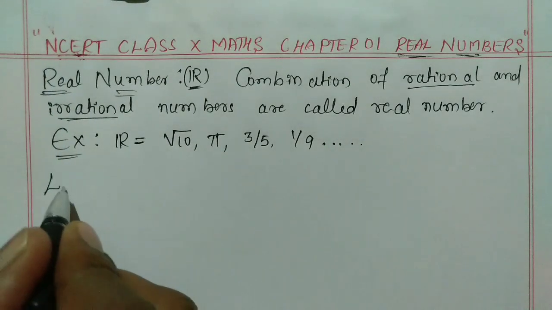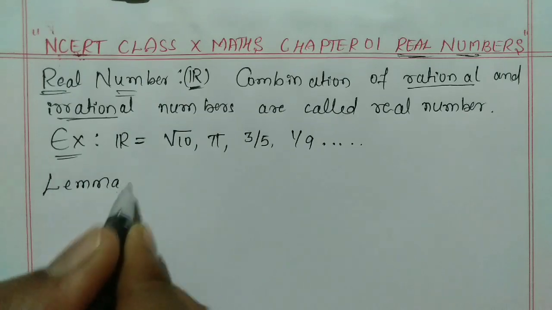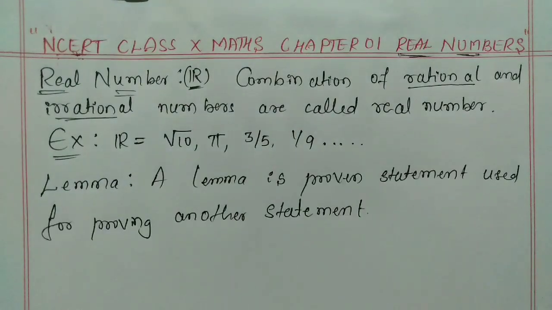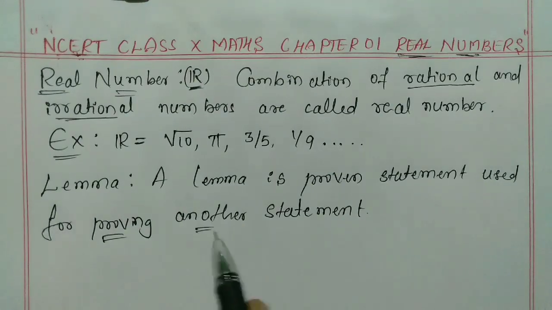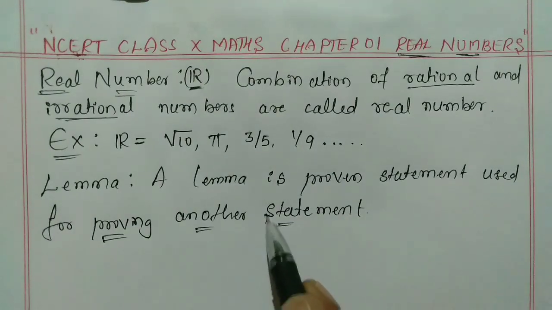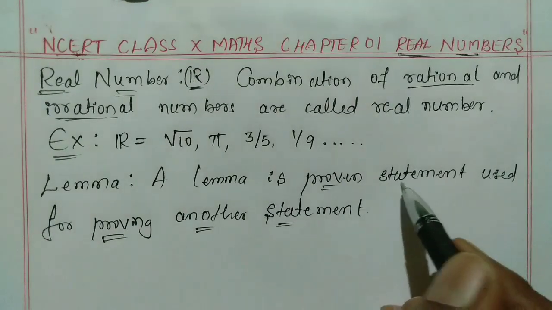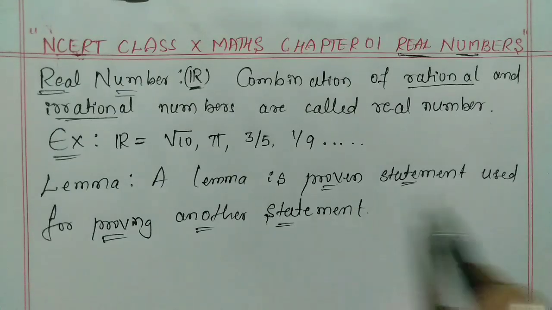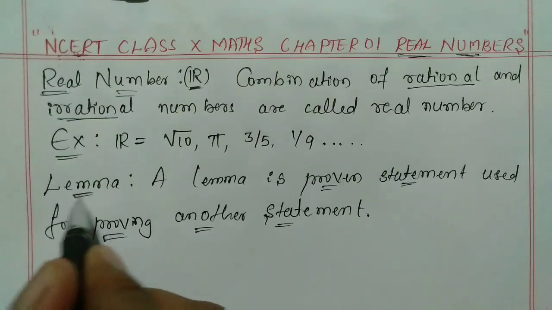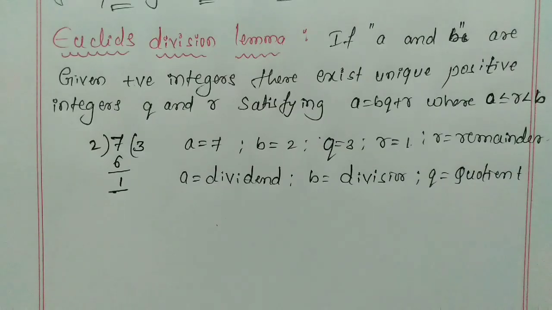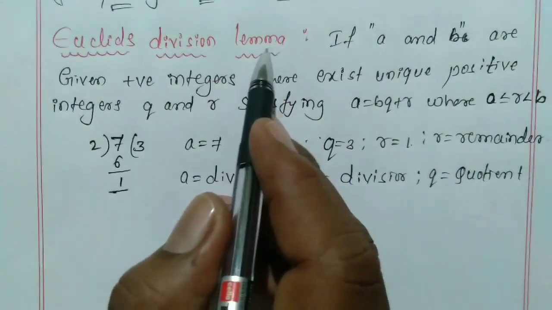Now I will explain what is meant by lemma. A lemma is a proven statement used for proving another statement. It is already a proven statement, and it is used to prove another statement. This is the definition of lemma. Next I will go to Euclid's division lemma.